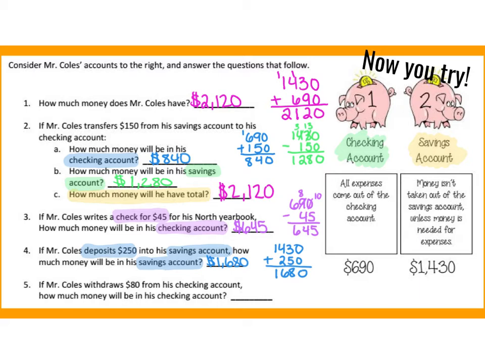The last question asks, if Mr. Coles withdraws $80 from his checking account, how much money will be in his checking account? We know that withdraw means to take money out of the account, so we would be subtracting. So we'll take his original number of $690, and this time we'll subtract out $80 from that and figure out his new total. 9 minus 8 is 1, and 6 minus nothing is 6. So Mr. Coles would now have $610 in his checking account.